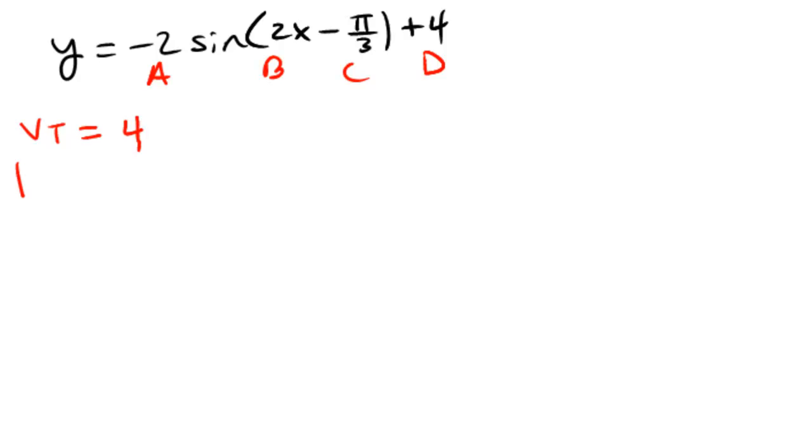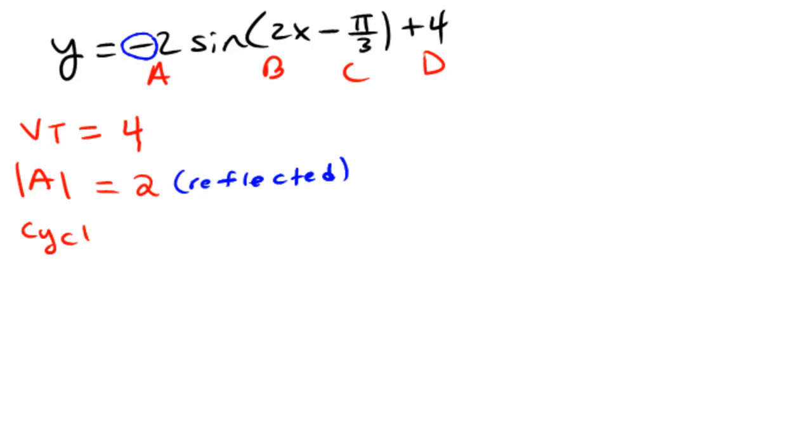The amplitude is the absolute value of A. The absolute value of A here is 2. But we have to keep in mind that this thing has been reflected. So let's just make a quick note of that. After the sine here, we know that the graph is reflected because of this negative coefficient. So because of this negative coefficient, we know the graph has been reflected.